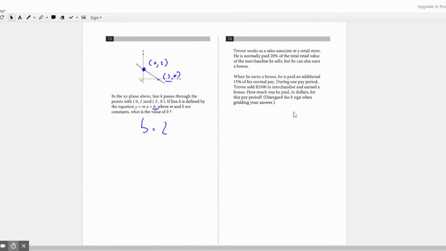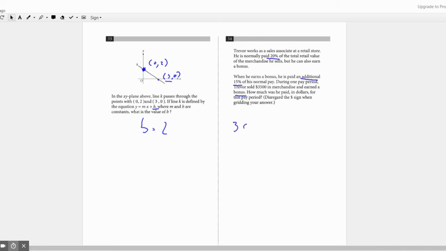Number 34. Trevor works as a sales associate at a retail store. He is normally paid 20% of the retail value. He only gets 20%, but he can also earn a bonus. When he earns a bonus, he gets an extra 15%. During one period, he sold 3,500 and earned a bonus. So he does have that bonus. How much did he get?